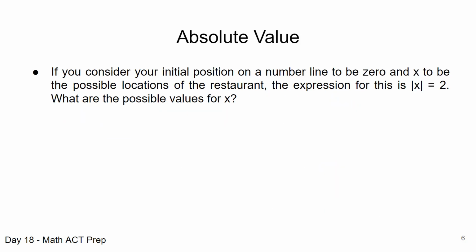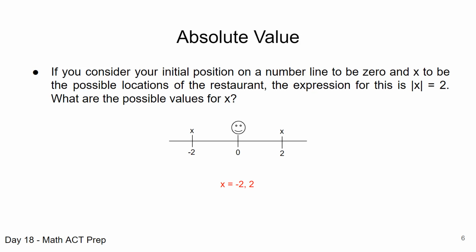So now let's think about that on a number line. The possible locations of the restaurant can be to our right or to our left. So we could write this as an expression: the absolute value of x equals 2. If that's the case, what are the possible values of x? Well, again, we're looking at the number line. We're right there at the 0 position. The x represents where the restaurant is, which is 2 miles. It could be 2 miles to the left or 2 miles to the right, and that would correspond in our case with a -2 or a +2.